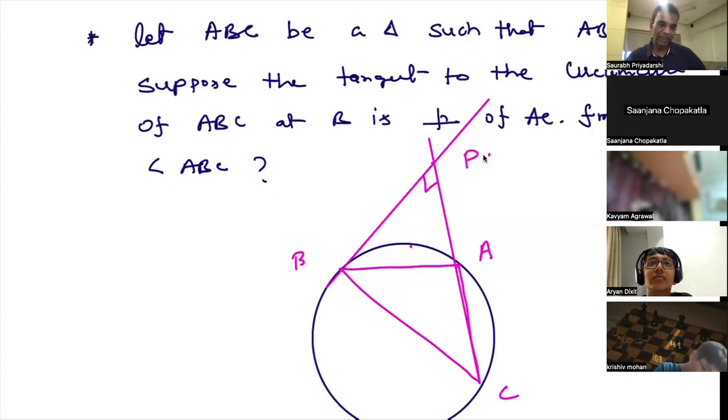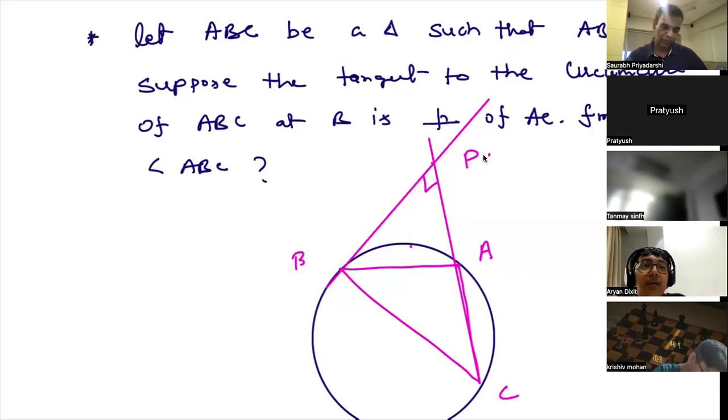No, he is saying BAC is 90. So it's not possible itself, sir. Angle BAP would be 90, and it's not possible since angle ABP is already 90. So just check. That means BAC will definitely be an obtuse angle.